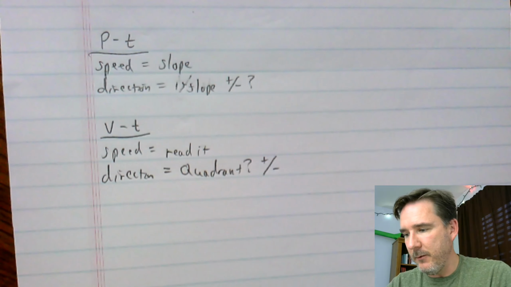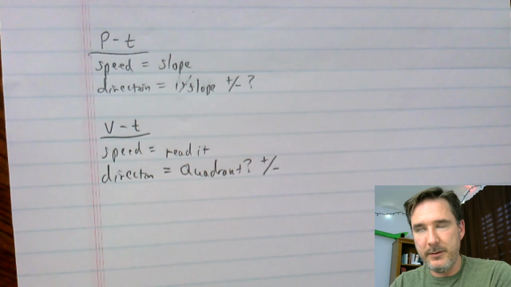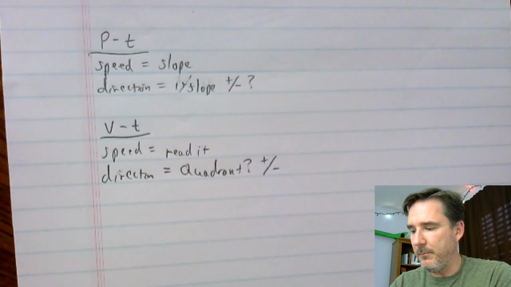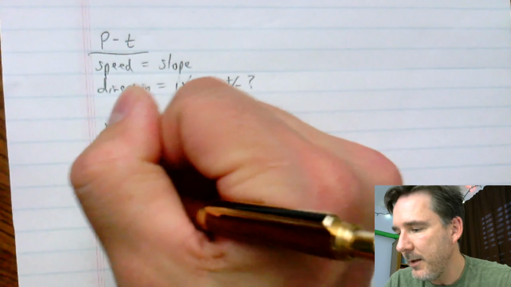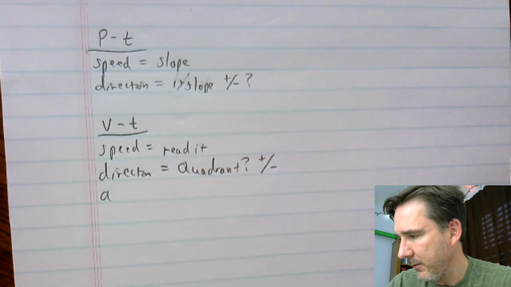There's one more thing you can get from a velocity time graph that you can't necessarily very easily get from a position time graph, and that's acceleration. Oh, that is going to break. Okay.